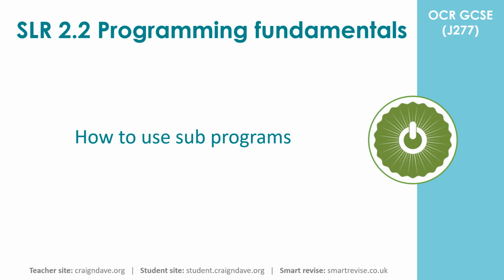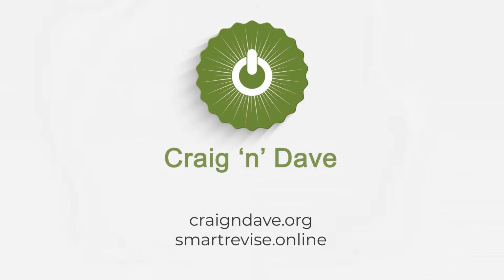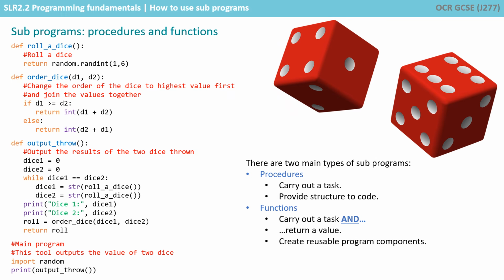So in this video, we take a look at how to use subprograms, and specifically we talk about procedures and functions, which are two types of subprograms that you need to be aware of for the exams. As we just stated, there are two main types of subprograms. There are procedures which carry out a task and have the added benefit of providing structure to your code. And there are functions which carry out a task and return a value. And again, they provide structure to your code and they allow you to have reusable program components.